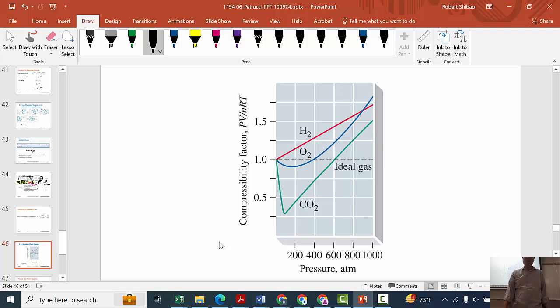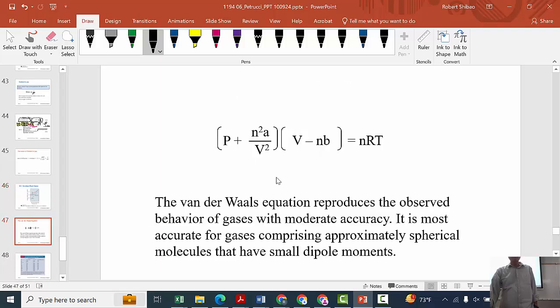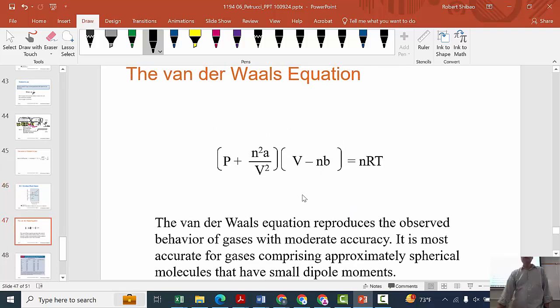So let's take a look at the things that make a gas non-ideal. What we're going to do is take the van der Waals equation. The van der Waals equation just comes from observation. This isn't theoretically derived from kinetic molecular theory. And so the van der Waals equation just takes our PV equals nRT and then has two corrections for non-ideal behavior.